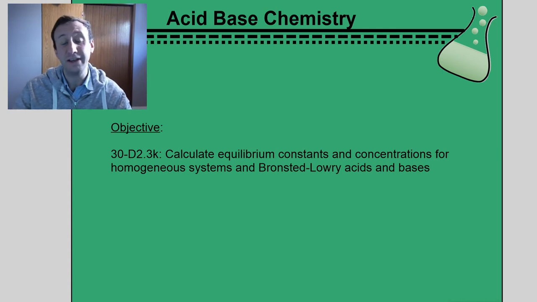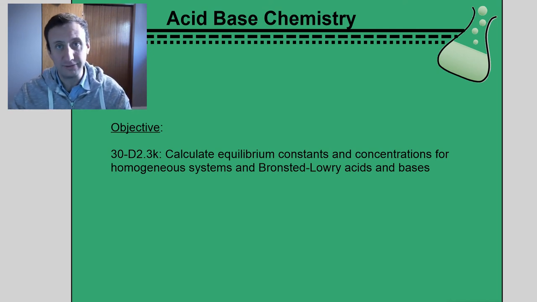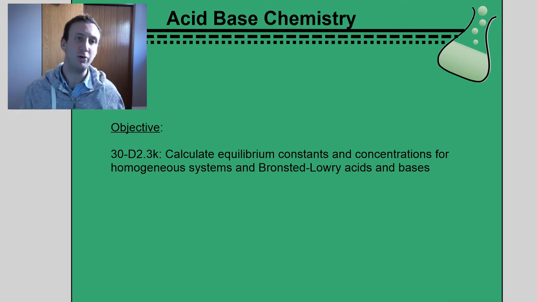What this is, it's a tool to figure out stuff for weak acids. Everything we've done so far has been for strong acids or strong bases, but now we're focusing in on actually weak acids and weak bases, and how to calculate hydronium or hydroxide or the acid concentration when you have other information. So today's objective is to calculate equilibrium constants and concentrations for homogeneous systems and Bronsted-Lowry acids and bases.